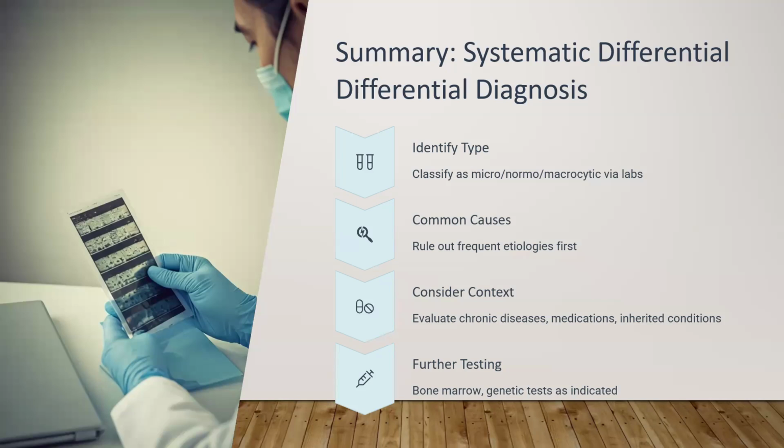And don't forget about inherited conditions because they play major roles in anemia, such as thalassemia, sideroblastic anemia, sickle cell disease, and glucose 6-phosphate dehydrogenase deficiency. So lots of inherited diseases can cause anemia. And further testing depends on your initial evaluation. So you may end up doing bone marrow biopsy or genetic testing if indicated.